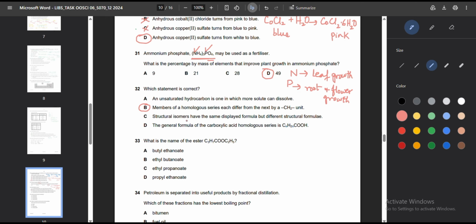Structural isomers have same displayed formula but different structural formula. No. Structural isomers have same molecular formula but different structural formulas. By structural formula we mean the arrangement of atoms, alright? So they do not have the same displayed or the structural formula. They have same molecular formula.